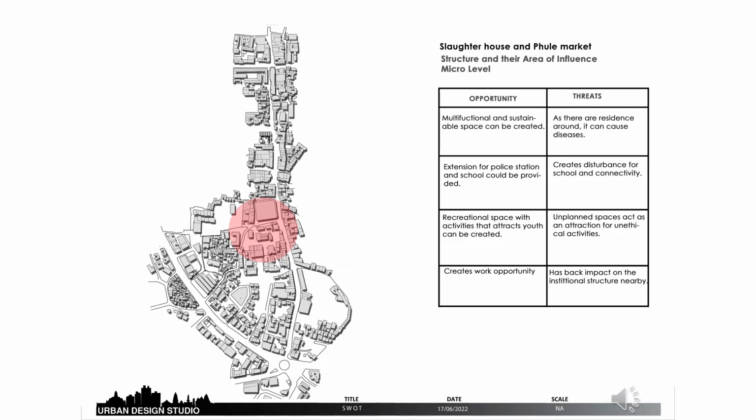Create more work opportunity. The threats similarly are, as there are residents around, it causes diseases. Creates disturbance for the school and the connectivity areas. It has unplanned spaces that act as an attraction for unethical activities. Has bad impact on the institutional structures nearby.